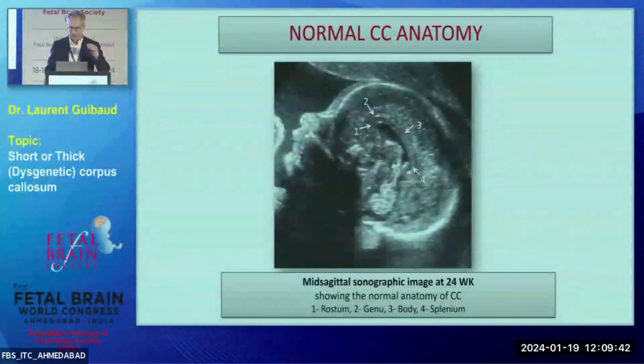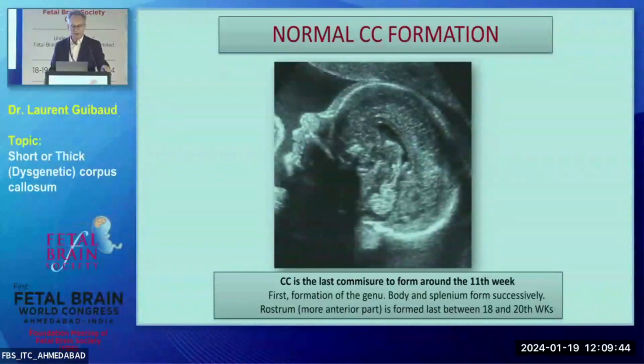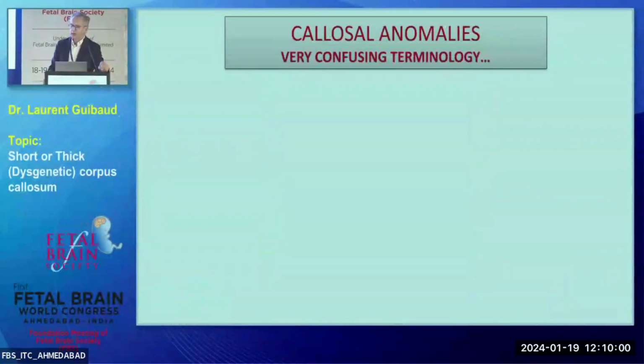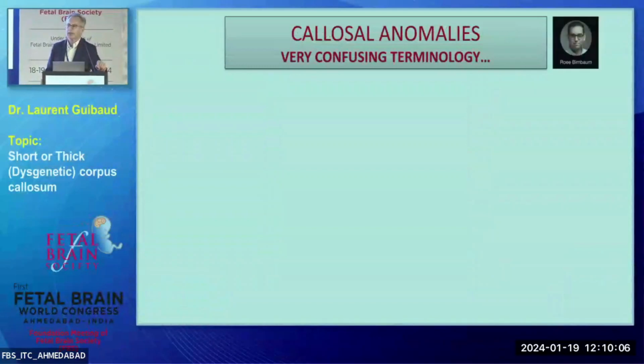Regarding the embryology, the corpus callosum is the last commissure to form, around 11 weeks. First the genu forms, then the body, then the splenium, and at the end the rostrum, which is the last part formed. If we speak about callosum anomalies, there is a very confusing terminology, and we emphasized this point yesterday.